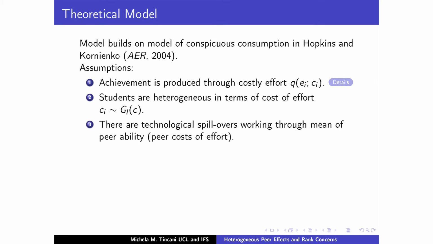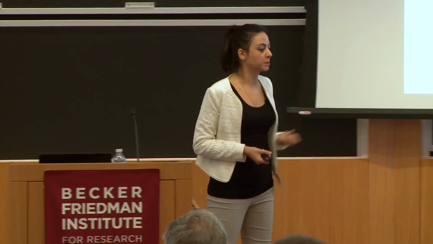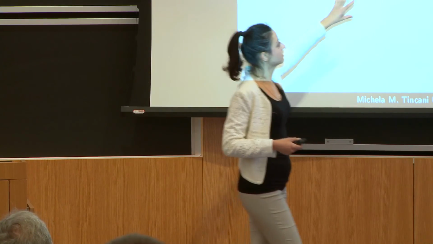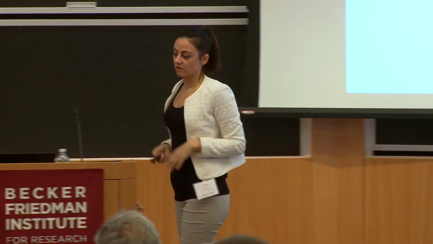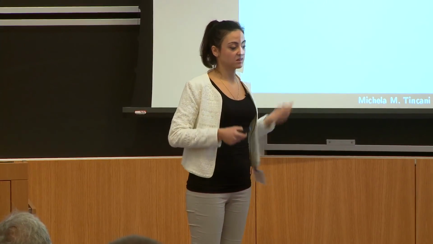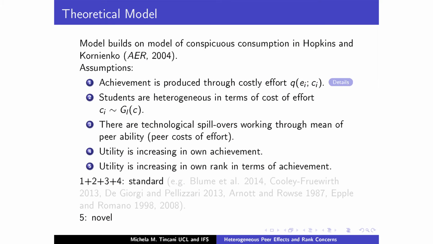There are technological spillovers of the standard type, the one that many people have modeled. The standard type means they work through the mean of peer ability. In this case, it's the mean of the peer cost of effort. So if I'm in a classroom with a higher cost of effort, no matter what, you're going to get lower test scores, independently of rank. So it's an alternative mechanism, a channel of peer effects. And utility is increasing in own achievement. So far, so good. These four assumptions have appeared countless times in the literature.